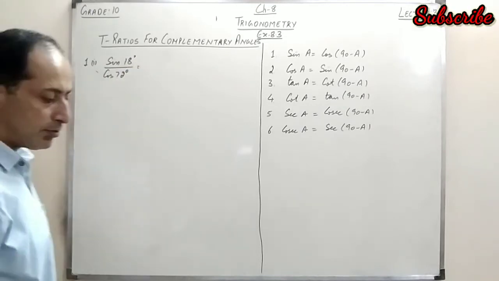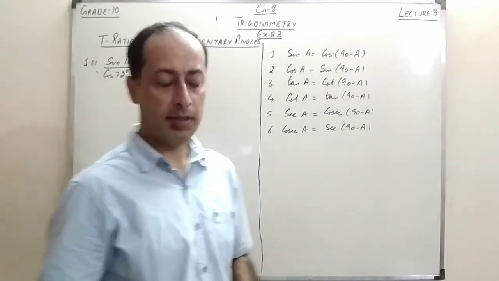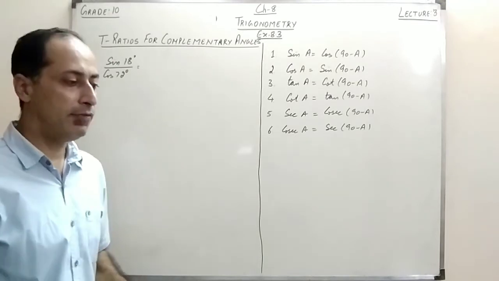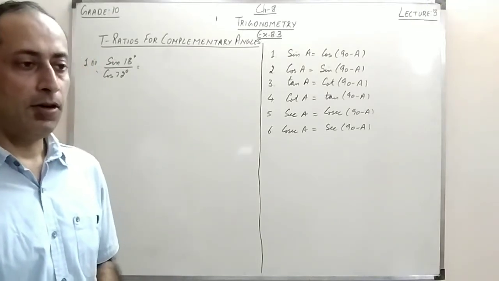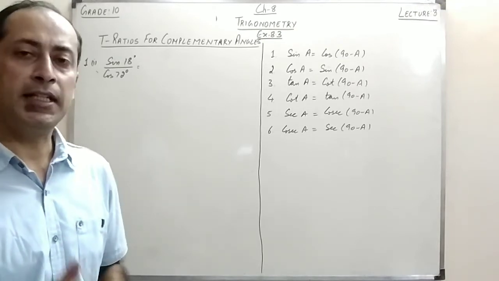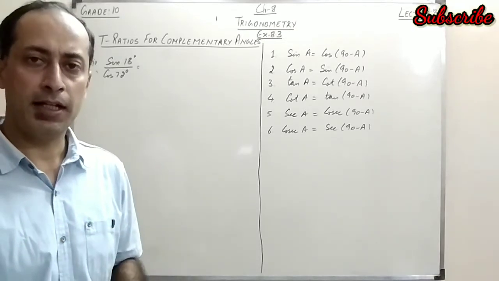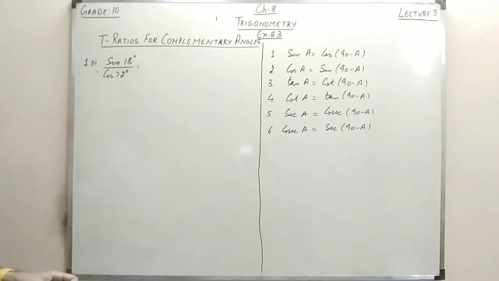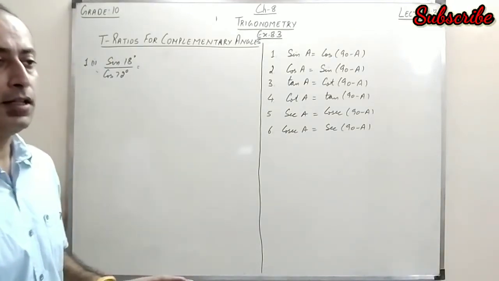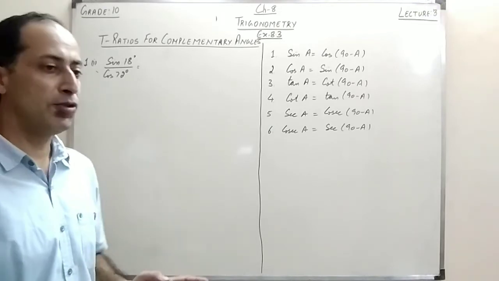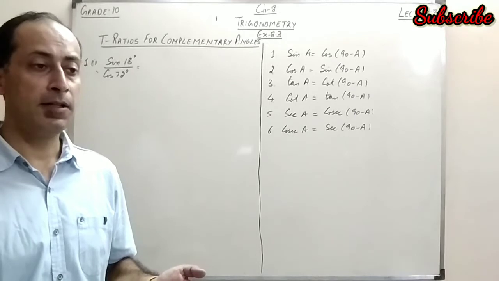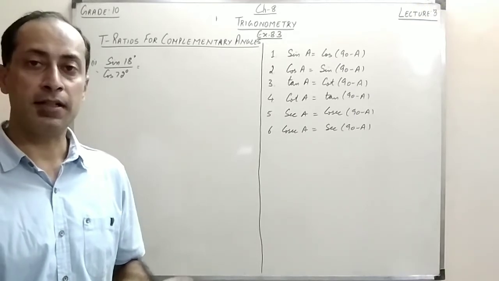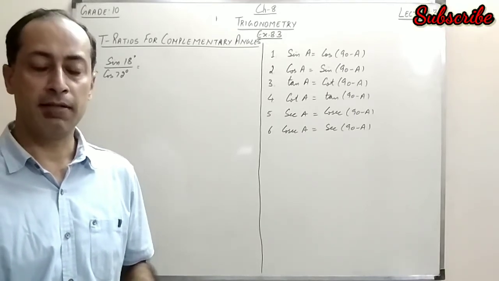Now there are two ways to simplify this question. One way is that the first step can be to change the ratio and then change the angle, or the first step can be to change the angle and then change the ratio. Let me tell you how. This is sine 18 by cos 72. We have not learned the values of these t-ratios for 18 degrees and 72 degrees. We have learned for 0, 30, 45, 60 and 90 degrees, right?